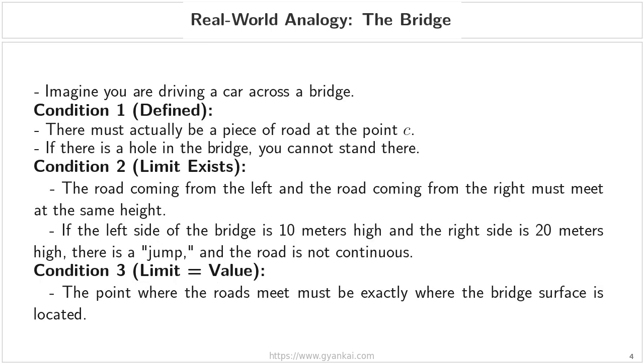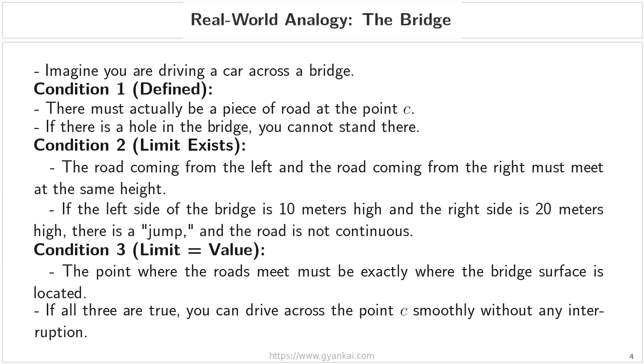Finally, we have condition 3, where the limit must equal the function value. This means that the point where the roads meet must be exactly where the bridge surface is located. If all three of these conditions are met, you can drive across point c smoothly and without any interruption. This is the essence of continuity. Now that we have a conceptual understanding, let's apply these steps to some worked examples in the next slide.